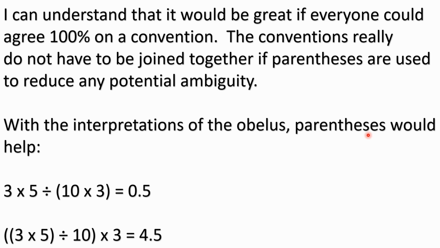But with the interpretations of the obelus, parentheses could help in this case, where you'd have 3 times 5 divided by, and then in parentheses you could put 10 times 3, which could be looked at as 0.5, or another way would be to add parentheses to come out with 4.5.